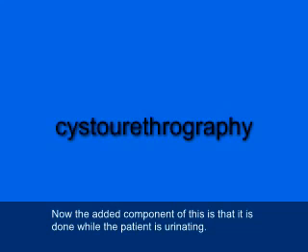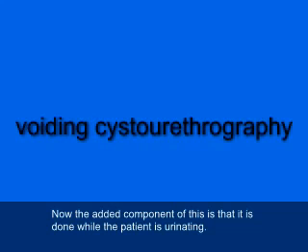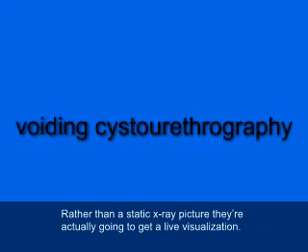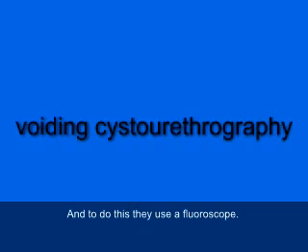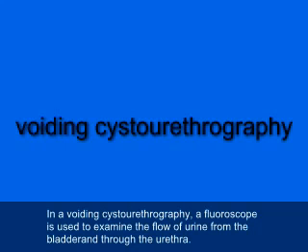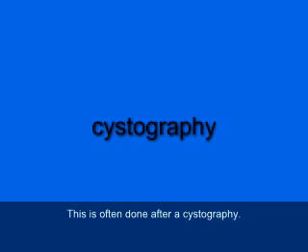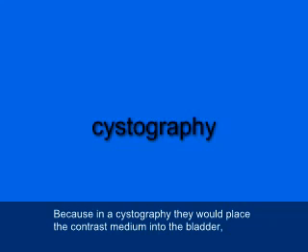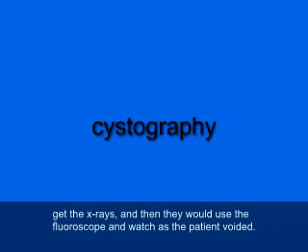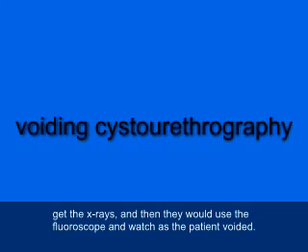Now, the added component of this is it's done while the patient is urinating. So rather than a static X-ray picture, they're actually going to get a live visualization. And to do this, they use a fluoroscope. So in a voiding cystourethrography, a fluoroscope is used to examine the flow of urine from the bladder and through the urethra. This is often done after a cystography, because in a cystography, they would place the contrast medium into the bladder, get the X-rays, and then they would use the fluoroscope and watch as the patient voided.